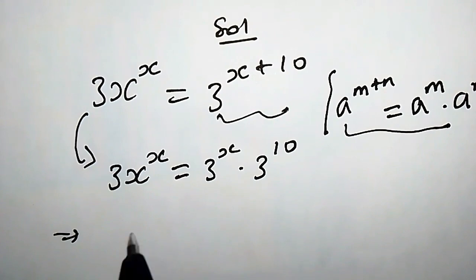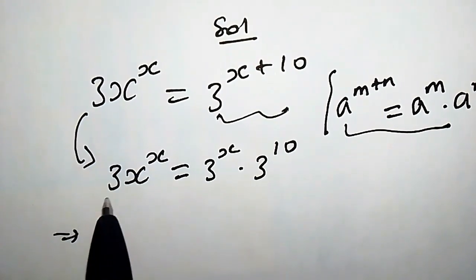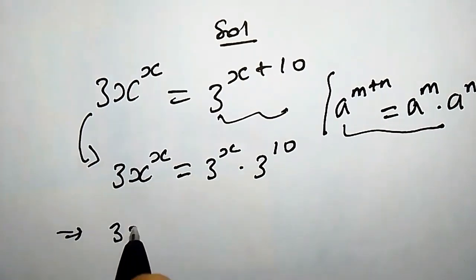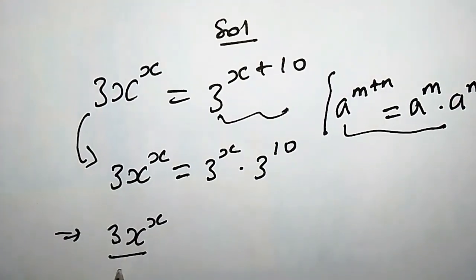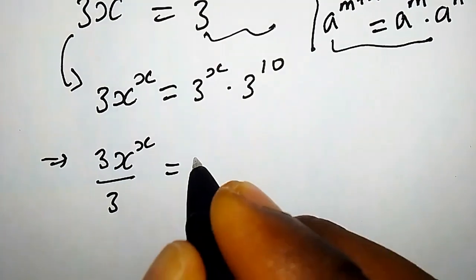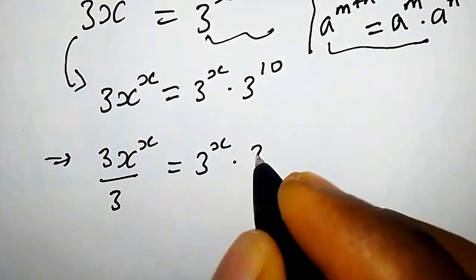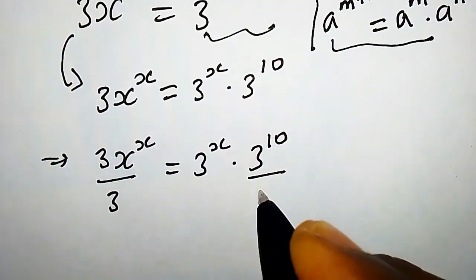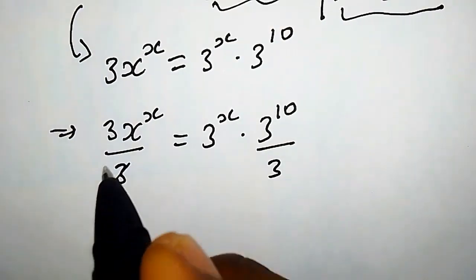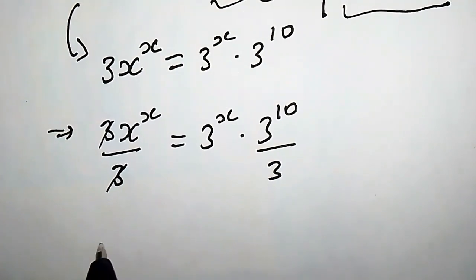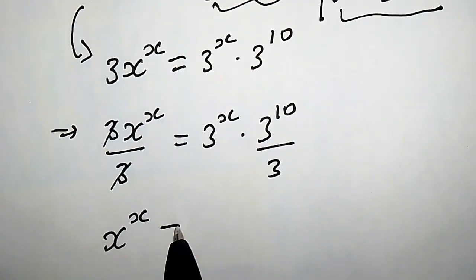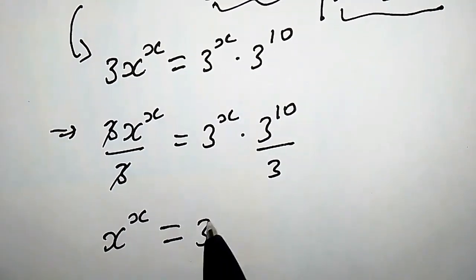This implies, let's divide both sides of this equation by 3. So we're going to have 3x to the power of x over 3 equals 3 to the power of x times 3 to the power of 10 all over 3. Clearly, these cancel each other. So we have x to the power of x on the left side equals 3 to the power of x.